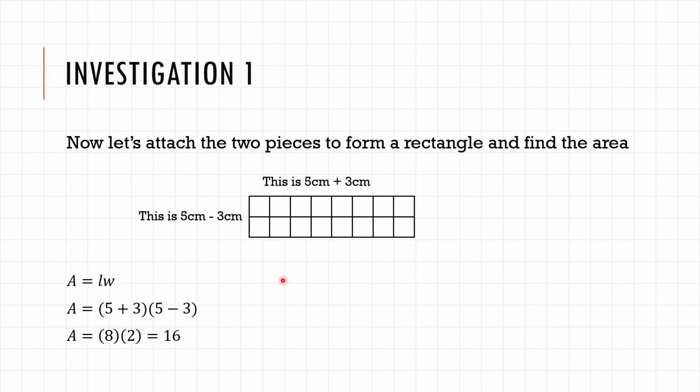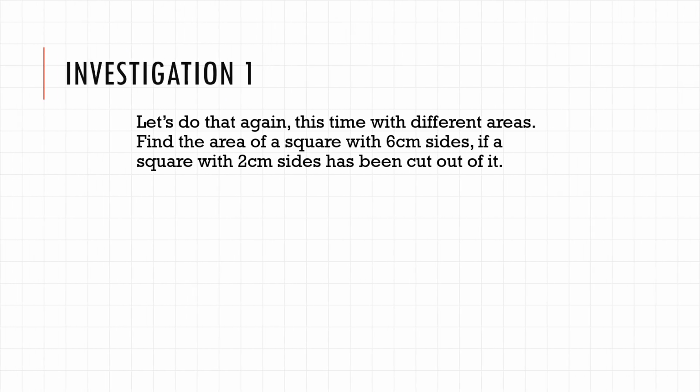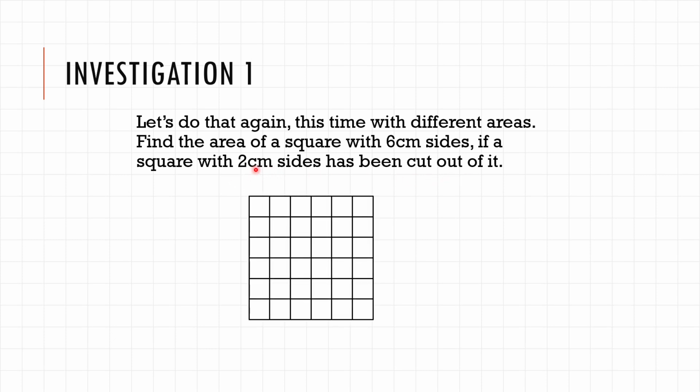We're going to repeat these steps a few times now. This time, what if the square was 6 by 6, and the square that we cut out of it is 2 by 2? That might look something like this, a 6 by 6 square. There goes my 2 by 2 square. What's the remaining area? Try to do it the same way that I showed in the previous example. Let's cut out a piece and attach it to the side and use that to determine the area.